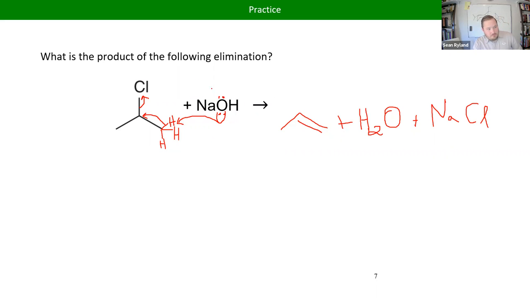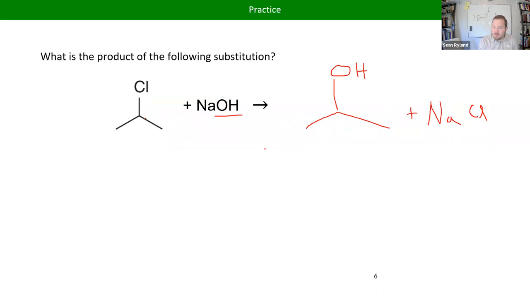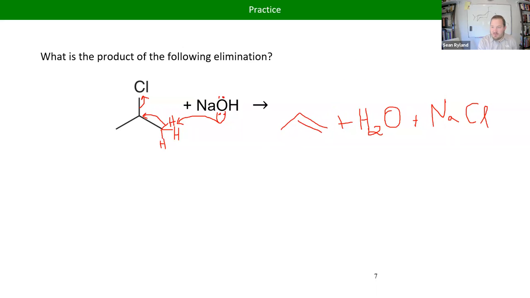Again, I'll walk you through how we know whether substitution or elimination happens. There's a couple of key variables that we can look at to decide which of these is going to happen. But the main point is that both of these are going to happen at the same time. You can't have this substitution reaction happen without making a little bit of the elimination product. And you can't have an elimination happen without making a little bit of the substitution product. These are always going to be competing reactions.